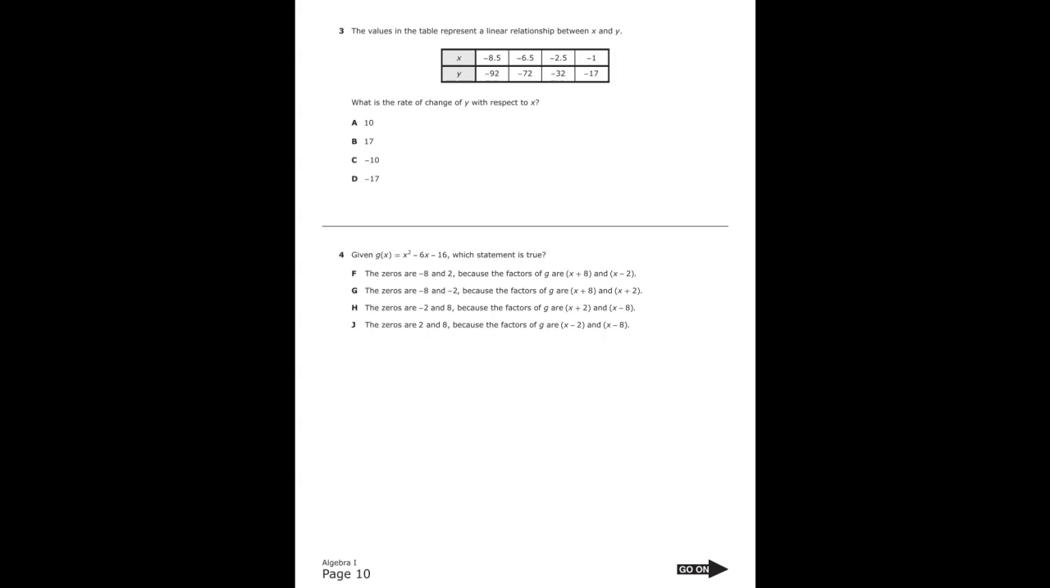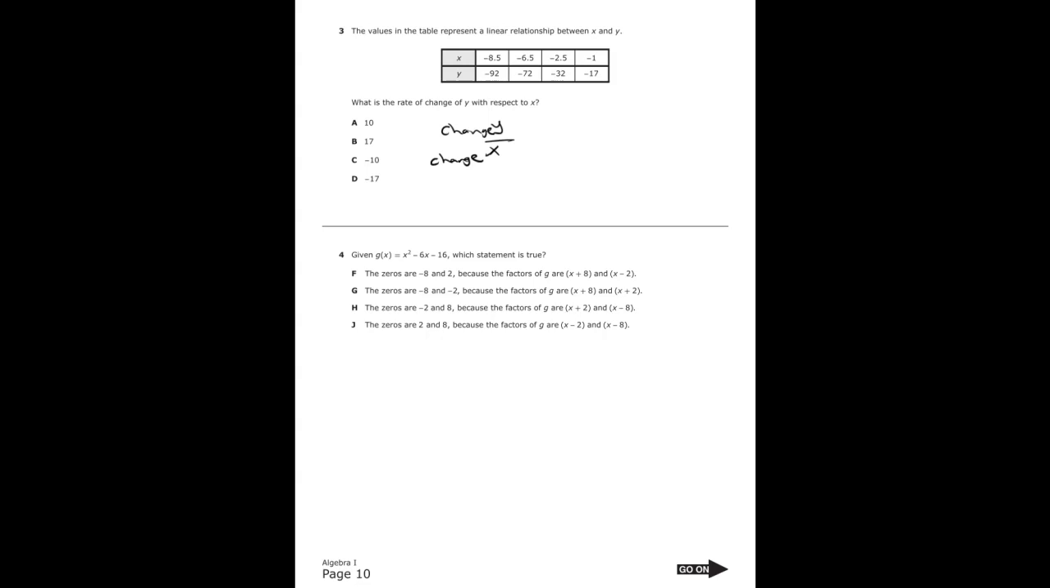What is the rate of change of y with respect to x? So what we're going to do here: rate of change is also known as your slope. So rate of change is going to be the change in y divided by your change in x. Because it's linear, one of the benefits of dealing with slope and linear relationships is that the slope is the same everywhere on the graph.